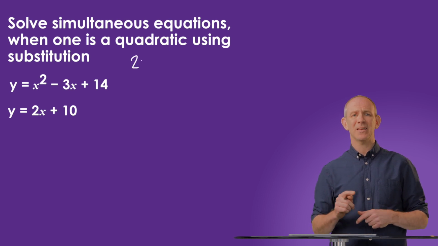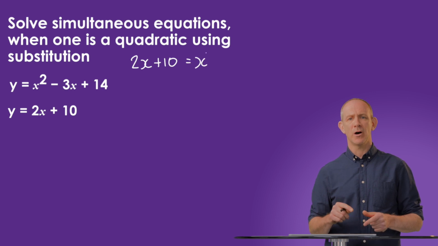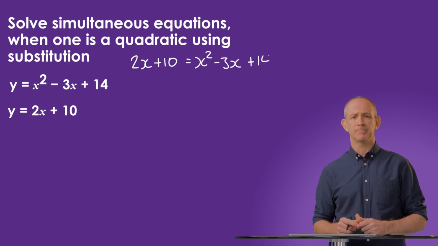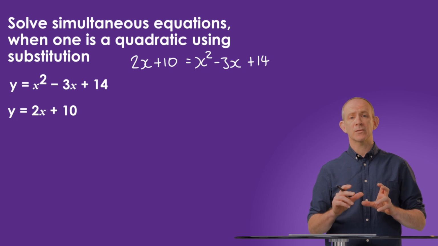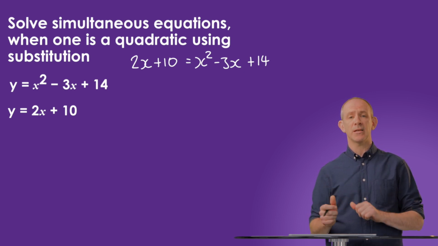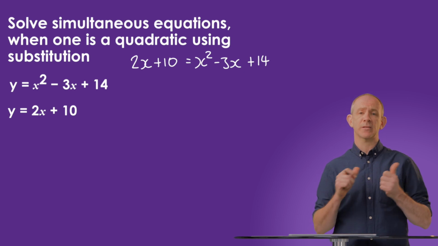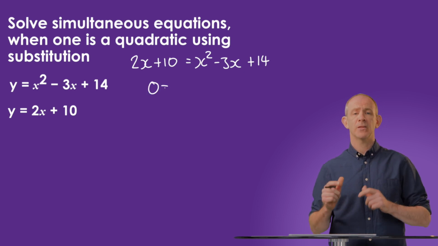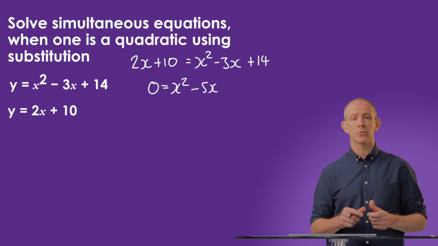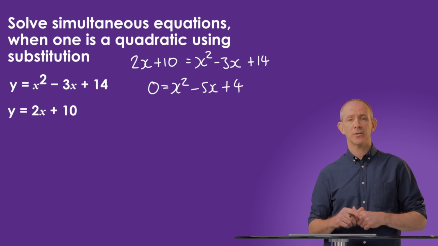So we can write the equation like this. 2x plus 10 equals x squared minus 3x plus 14. So we can rearrange this because we need our quadratic equation to equal 0 by subtracting 2x from both sides and also subtracting 10 from both sides. That leaves us with the equation 0 equals x squared minus 5x plus 4.